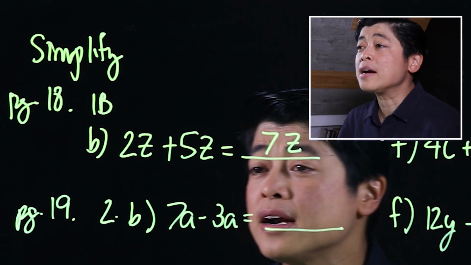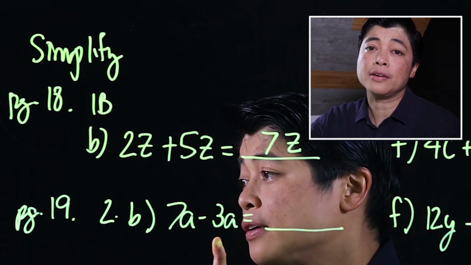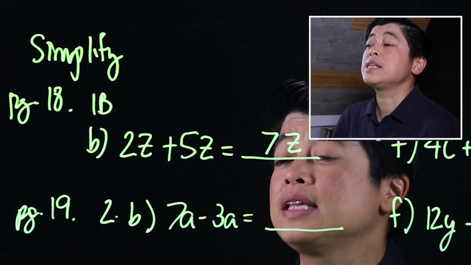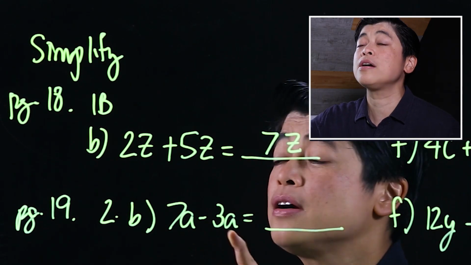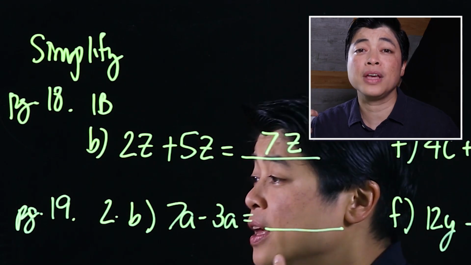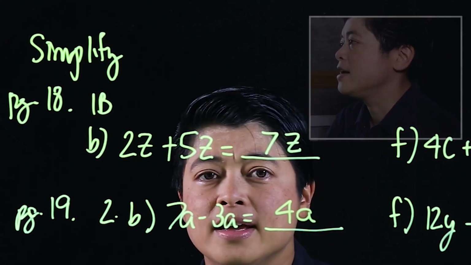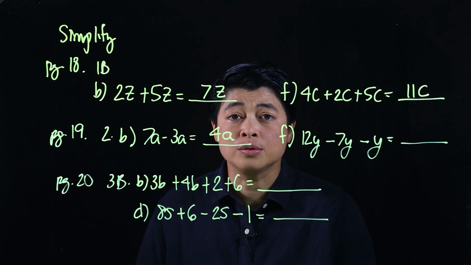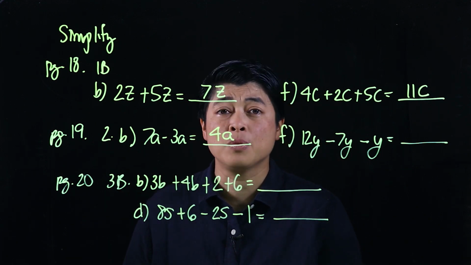Now here on page 19, problem number 2, letter B, we want to simplify as well. But this time we're taking away. It says 7 cars, take away 3 cars, which means we'll end up with 4 cars, or in this case, 4a. Once you get used to the thought process, then you don't need the example anymore.